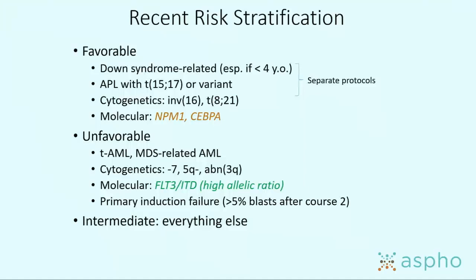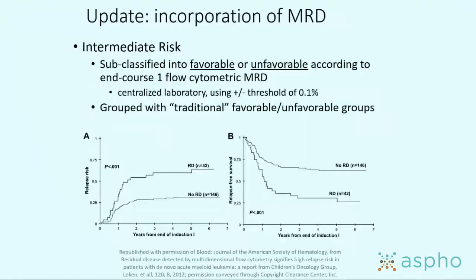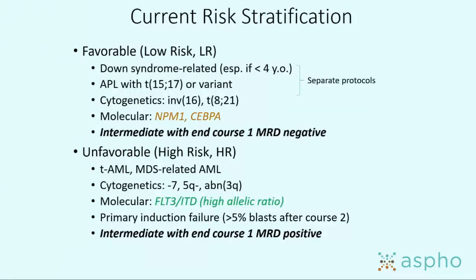All right. Now, what has changed is the incorporation of MRD into this risk stratification. For the intermediate risk patients, it's been demonstrated that their end of induction 1 MRD very nicely separates those patients into those with outcomes that are essentially identical to the traditional favorable patients and those whose outcomes are identical to the traditional unfavorable. And so that simplifies the risk stratification and makes it more useful in that now there are two groups. There's favorable and unfavorable, with the intermediate risk group now separating into those two based on MRD.